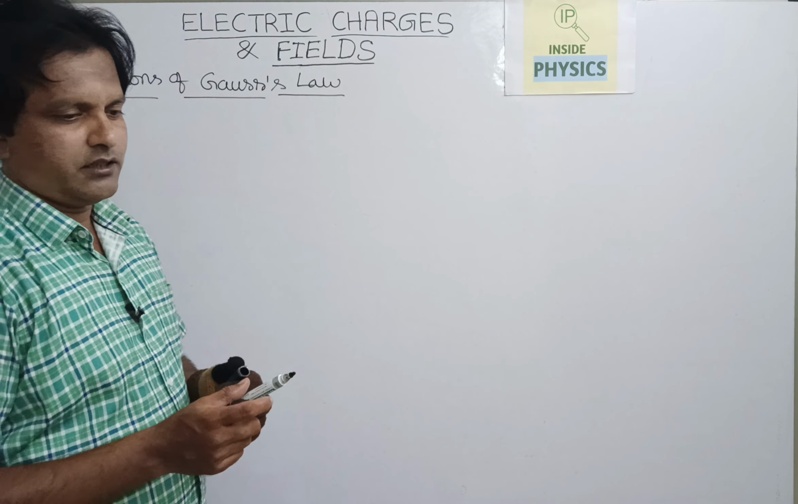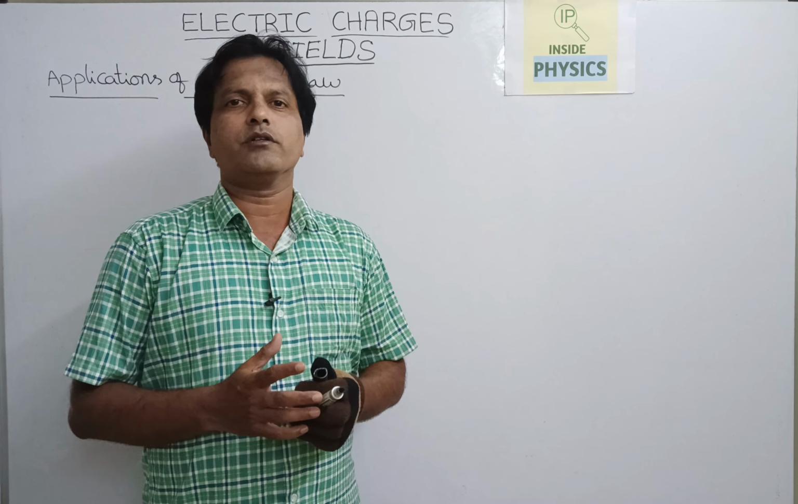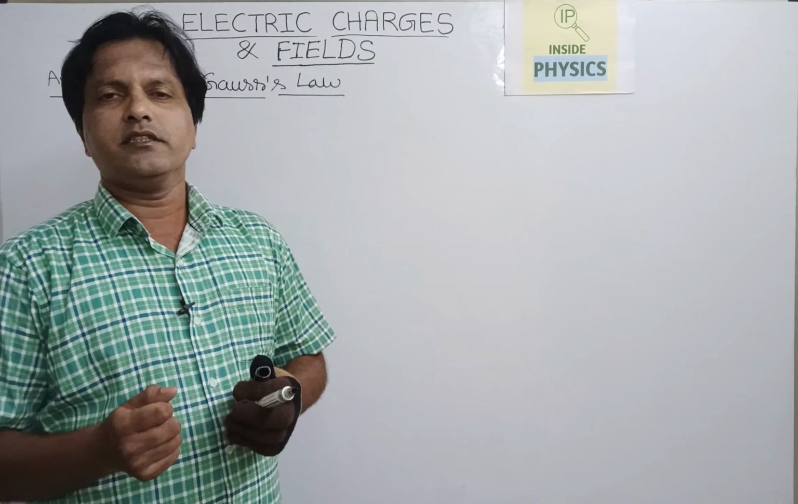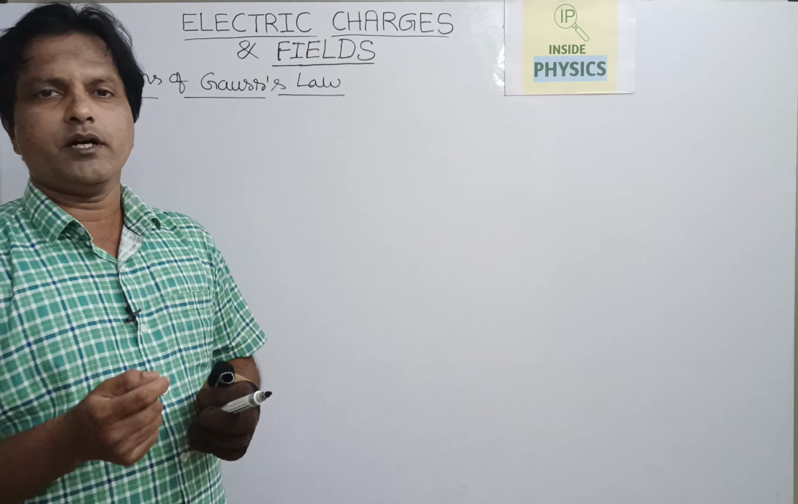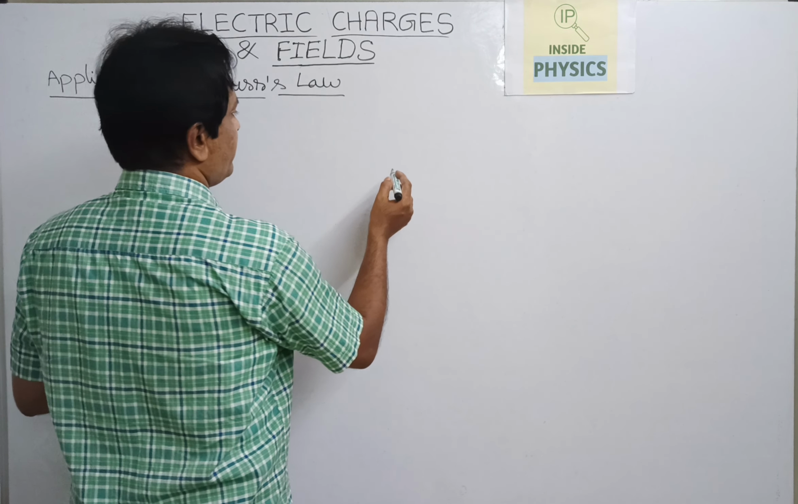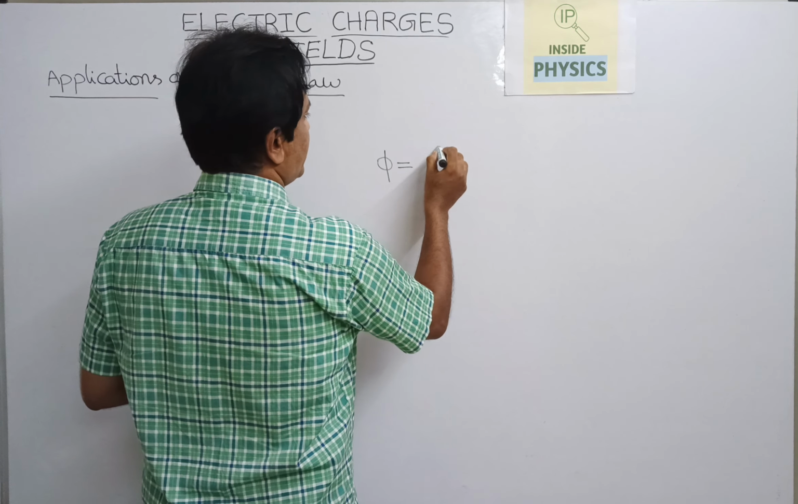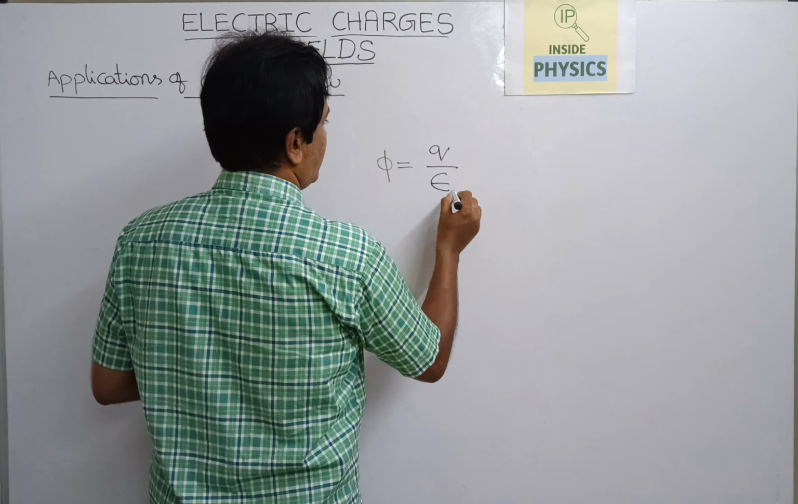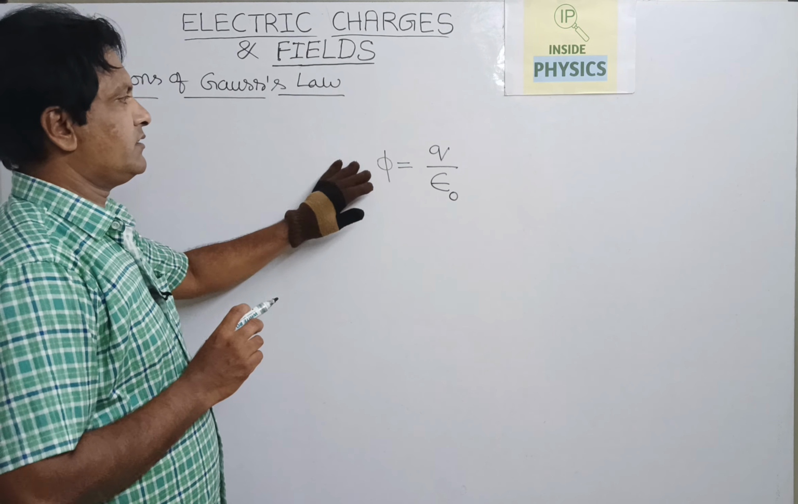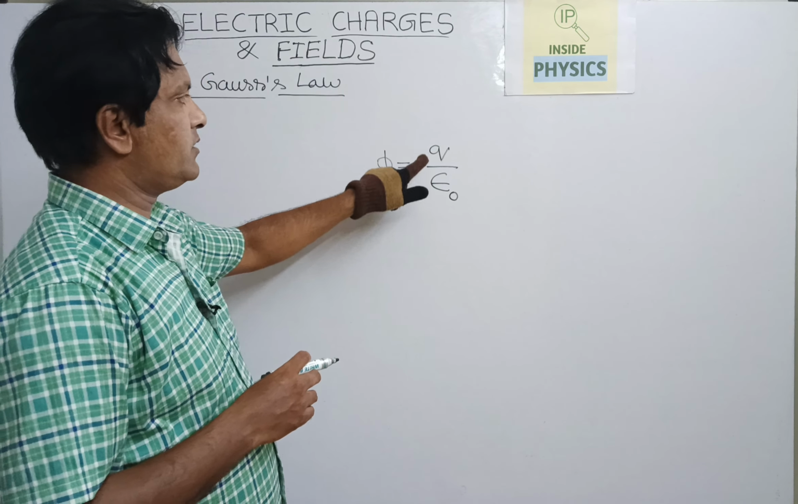According to Gauss law, which we have discussed in our previous videos, the total electric flux coming out of any closed surface is equal to 1 by epsilon naught times the total charge enclosed inside the surface. Flux is always represented by phi, so we can write flux as q by epsilon naught, that is, 1 by epsilon naught times the total charge enclosed inside the surface.